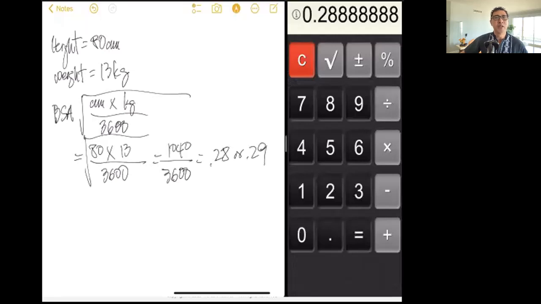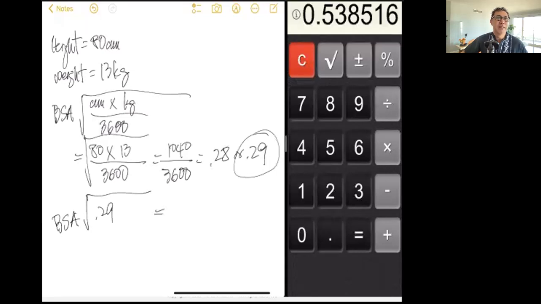There's my 0.28 or 0.29, but I'm not done. I have to take the square root of that. So please, please, please do not skip this part come test time. You may think you're done with the final answer of 0.29, but there's one more step. You have to take the square root of that and then follow the rounding rule I'm going to give you. In these cases, I'll probably tell you to round to the nearest hundredth.